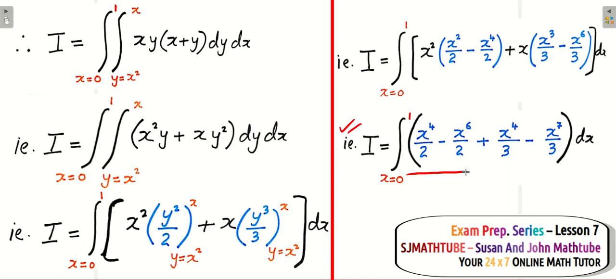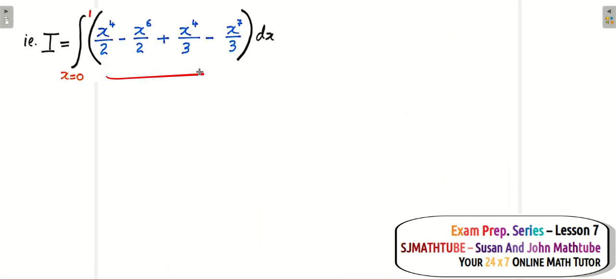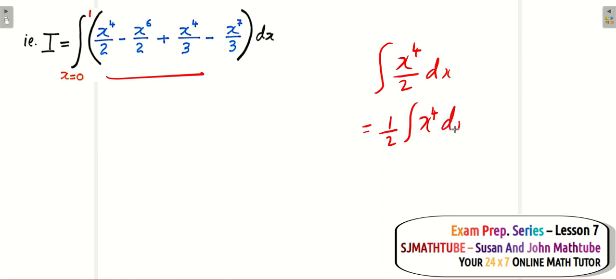Okay, now I'll write the same step over here. Now it's a single integral and you know what to do. But I'll integrate one term for you, x to the power 4 the whole divided by 2 dx. Actually this will be 1 by 2 integral x to the power 4 dx, and that will be 1 by 2 into x to the power 5 by 5 plus c, and that simplifies to x to the power 5 by 10 plus c.